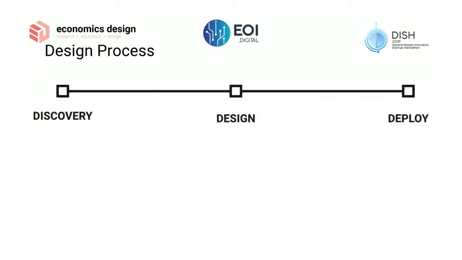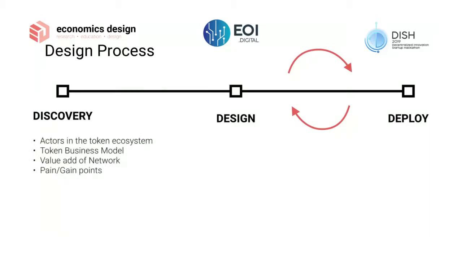But the interesting thing is that with design and deploy, it's an ongoing cycle. It's similar to Agile, where you design something, deploy, test it, run it, come back and edit it. So it's an ongoing cycle, it's not a linear thing. What we look at in the discovery stage are the different areas and aspects like the actors in the token ecosystem, the token business model, the token function, the token use case, because this will really affect the economics model of the token, where the token economics comes in.